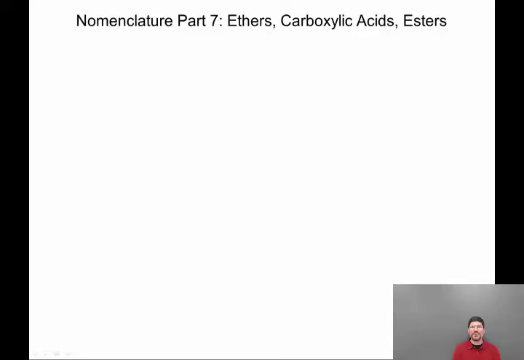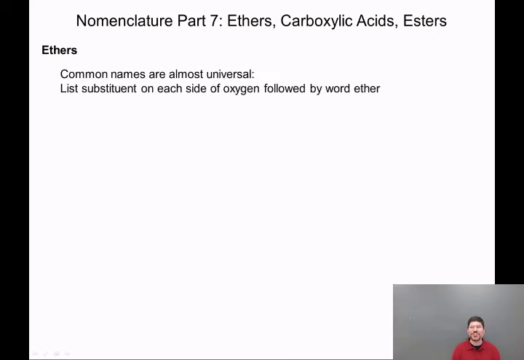In this lesson, we will discuss how to name molecules containing three more functional groups: ethers, carboxylic acids, and esters. We're going to look at somewhat simpler examples than we looked at in the case of alkanes, because I just want you to get a sense of how you handle these functional groups, kind of the big picture of how to name them. So we will start with ethers, and for ethers, common names are almost universal.